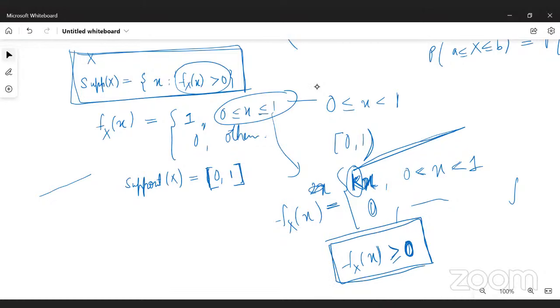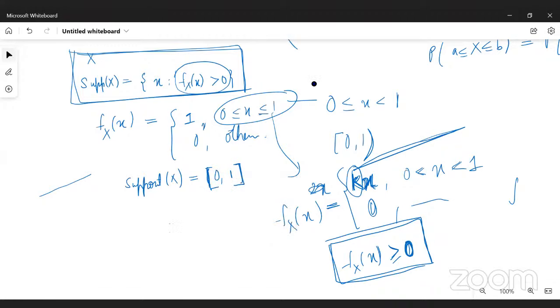Okay, ma'am. And the support is a square bracket only when f of x is greater than 0. Okay, fine, thank you. And there was another discussion going on. It need not be a closed bracket. It should be an open interval, not closed, right or no?